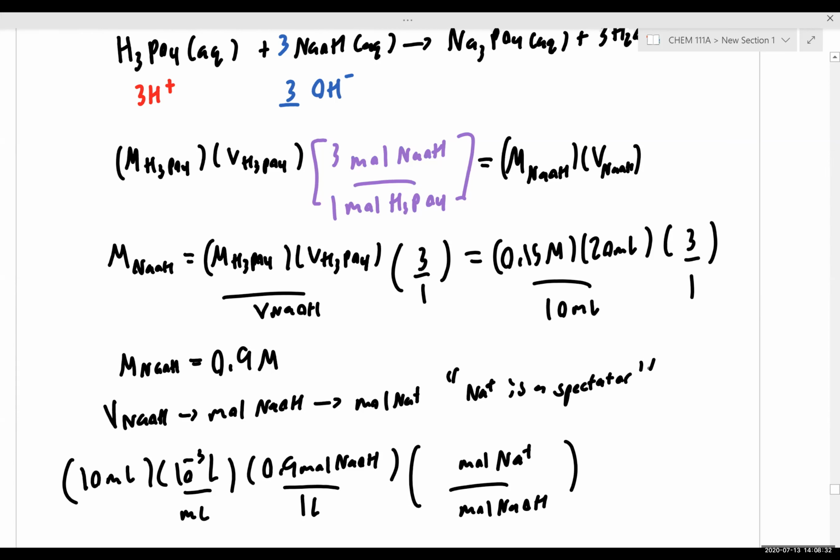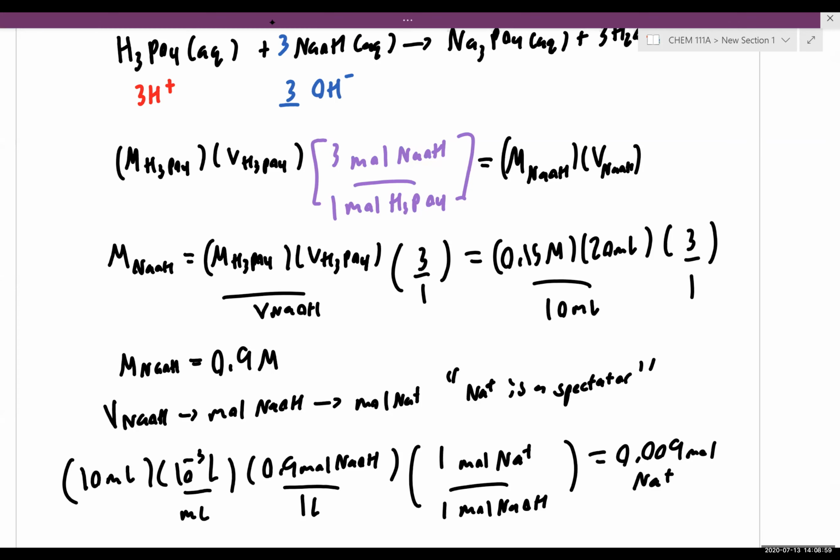What is our mole to mole ratio? How many moles of sodium plus do we have? 1 mole of sodium plus per every 1 mole of sodium hydroxide. Punching that now into our calculator, we have 10 times 0.9. That gives us 0.009 moles of sodium plus.